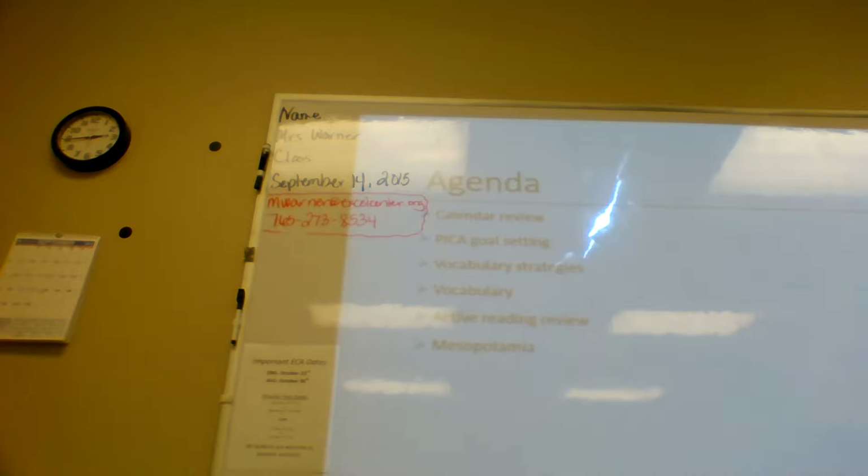So if you look at the back side of this, we have September 14th through the 17th. So today, what we're going to focus on, we just talked about, so the PICA traits, vocabulary strategies, vocabulary and active reading review, and Mesopotamia. So over on the other side, you see objectives. Those objectives are the things that I'm hoping to help you understand before you leave here each day.